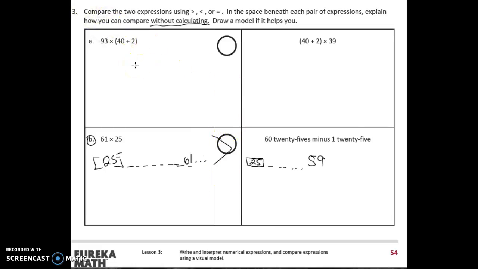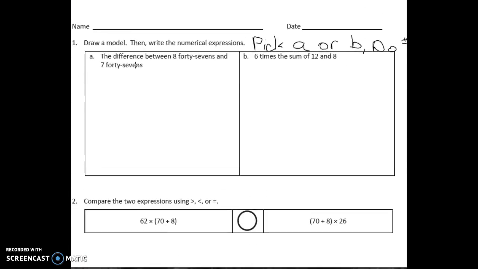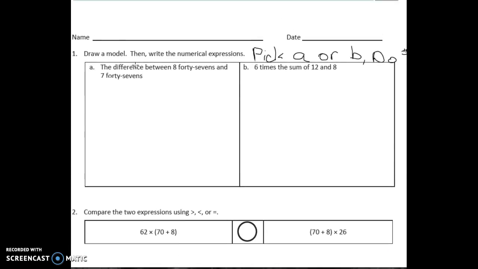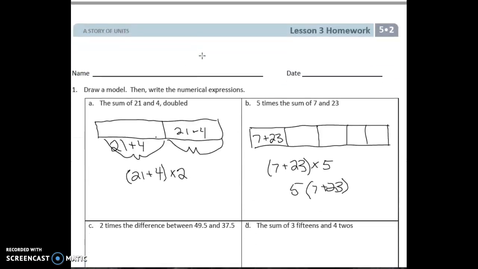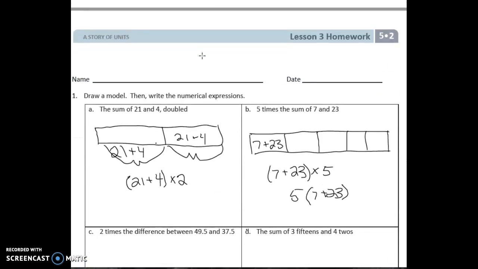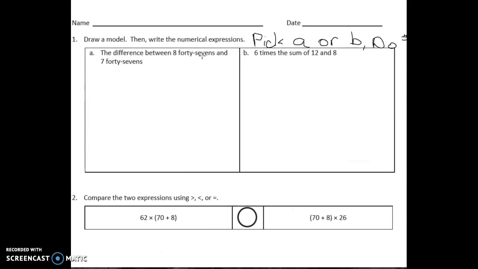Here is what I'm going to ask of you for tomorrow's homework. And I've got them kind of labeled here. This one right here says draw a model and then write the numerical expression, just like we did at the beginning here. Remember this? We did the model, and then we did the numerical expression, the equation underneath. That's what this is asking you to do. And out of number 1, just pick either A or B.